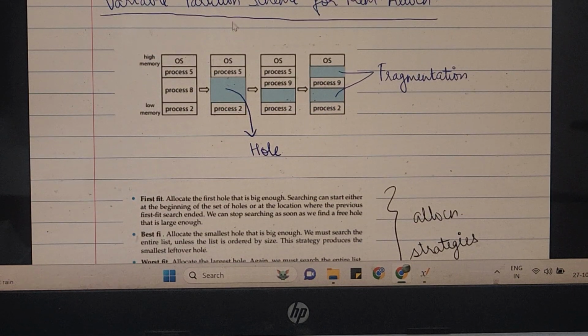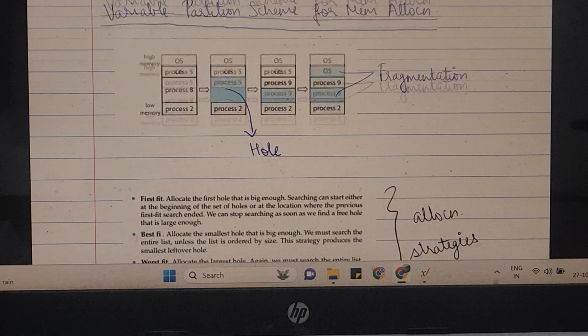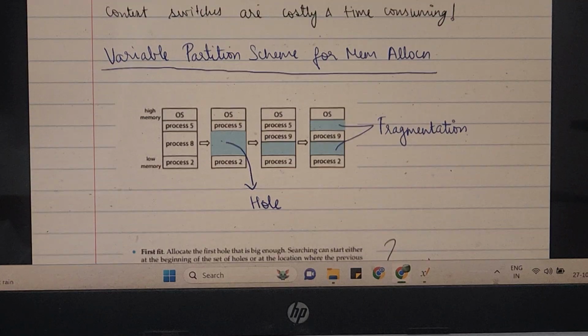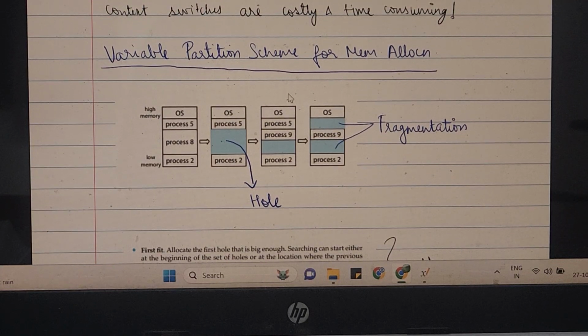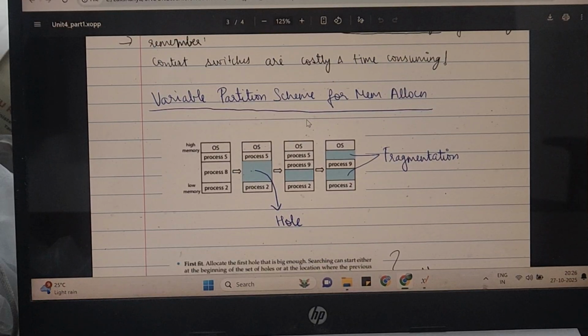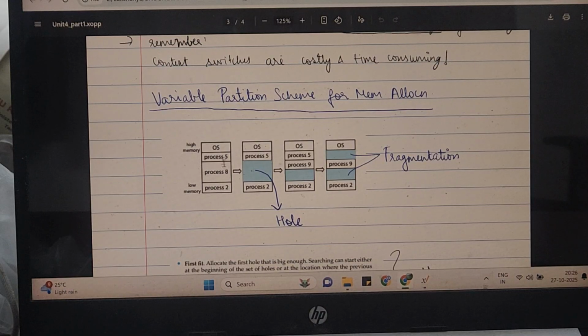Alright. So for that, one of the techniques we use is what we call the variable partition scheme for memory allocation. So what happens there is, as and when a process comes requesting some amount of memory, you are going to allocate whatever it asks for. So if process 5 is asking for 6 units, you give it 6 units. Then P8 is asking for 10 units, you give it 10 units. P2 asks for 5 units, for example, give it 5 units.